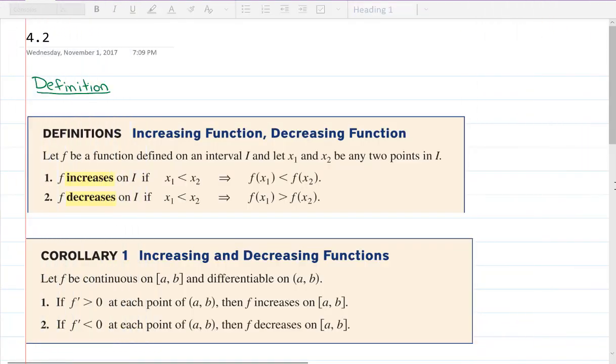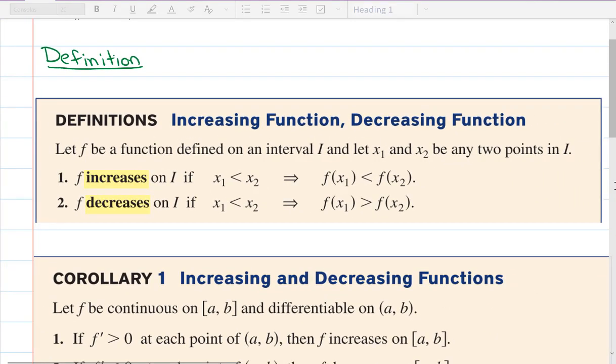Now we're going to look at some definitions of how derivatives can be used to explain increasing and decreasing components of a graph. We're going to use the fact that when a derivative is positive, then a function is increasing, and when one is negative, it is decreasing. So first, let's look at what it means for a function to be increasing and decreasing.